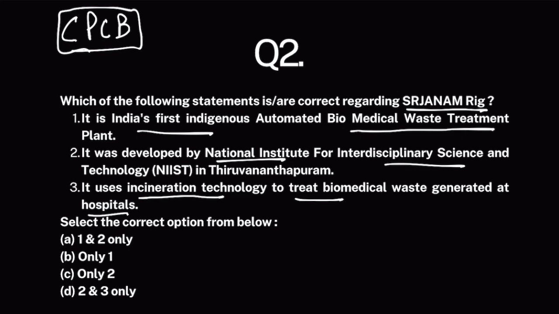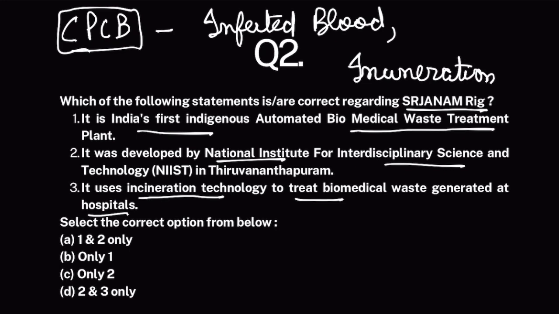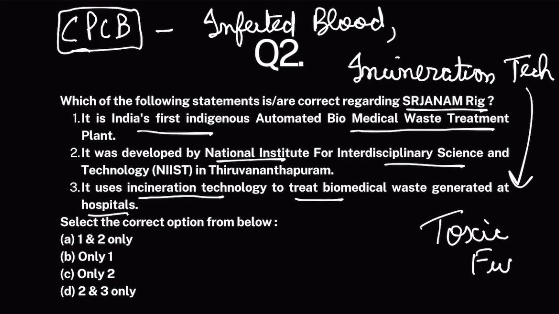Now, what can be this biomedical waste? Well, infected blood, infected with viruses and bacteria, infected blood tissues, infected organs, all these wastes are generated. And hospitals use incineration technology to dispose of this waste. Incineration technology means hospitals basically burn this waste. Now, when they burn this waste, it generates toxic fumes, right? And many other problems. Therefore, there was a need to find another technology to dispose of this biomedical waste.